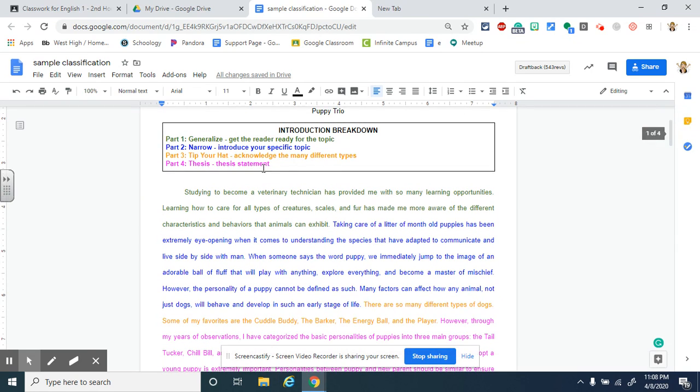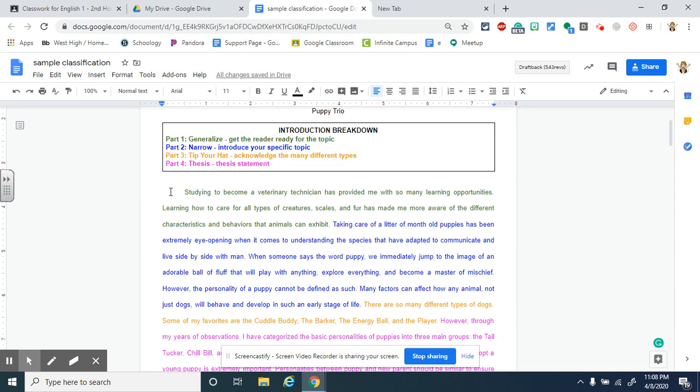But we're going to start with the introduction. So this student last year wrote about puppies. This was their main topic. So I have the 4 different parts of the introduction paragraph. So generalize, get the reader ready for the topic. Narrow, introduce your topic. Tip your hat, acknowledge the many different types. And 4, your thesis.